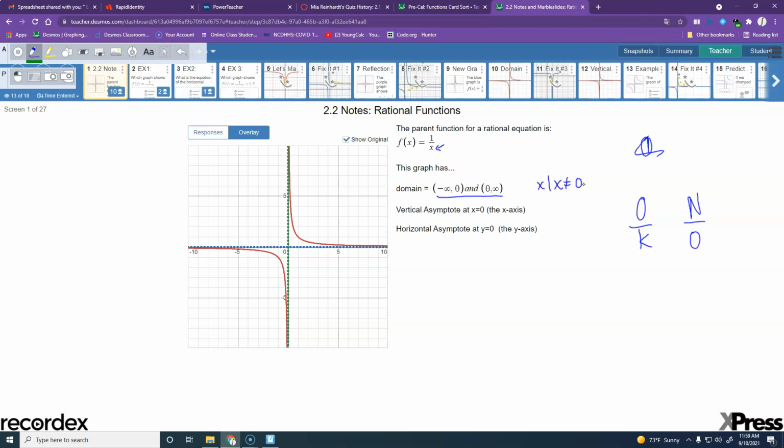So we can't have that 0 in the denominator for this. It's going to have a vertical asymptote at x equals 0, which is your x-axis.